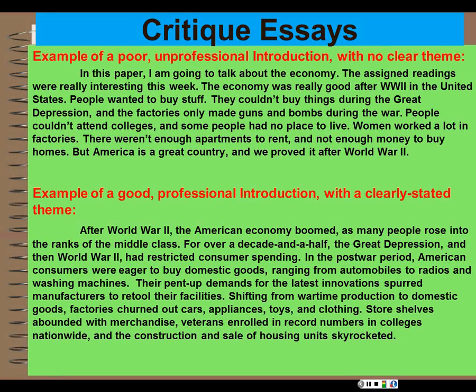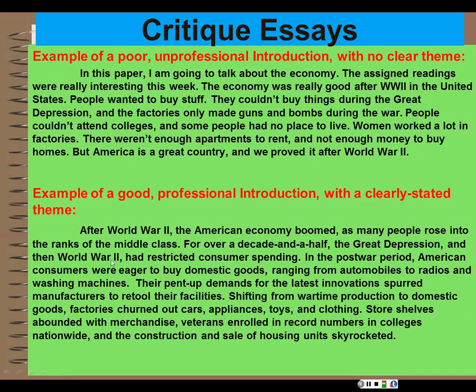Shifting from wartime production to domestic goods, factories churned out cars, appliances, toys, and clothing. Store shelves abounded with merchandise. Veterans enrolled in record numbers in colleges nationwide, and the construction and sale of housing units skyrocketed.